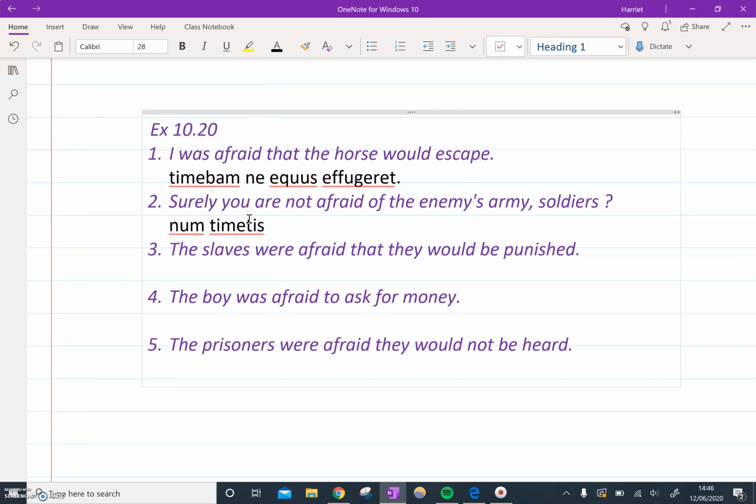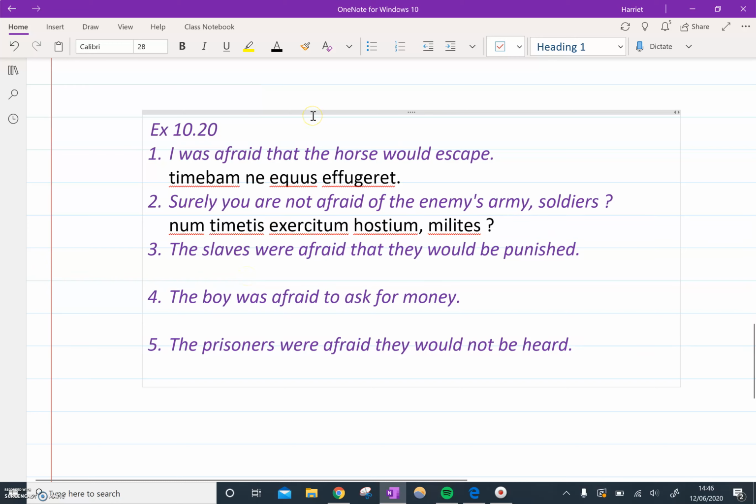Now, when you fear something in Latin, you fear it in the accusative, because as well as this meaning you are afraid of, it could just mean you fear. So we just need the accusative of army, which is exercitum, of the enemy, which is the same thing as the enemy's army. So of the enemy is hostium. So surely you are not afraid of the enemy's army, comma, mīlitēs. So that one isn't a full-on fearing clause. It's just using a verb of fearing and then having a direct accusative of the thing that's feared. Okay.